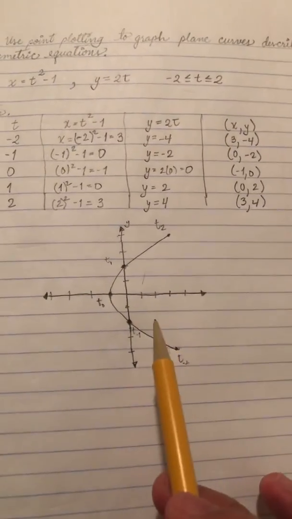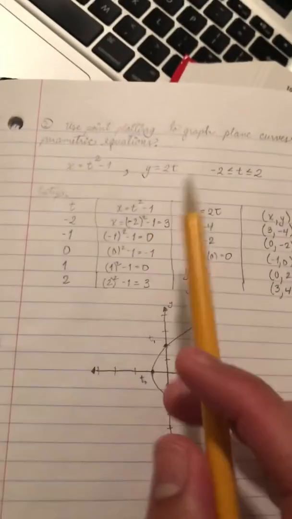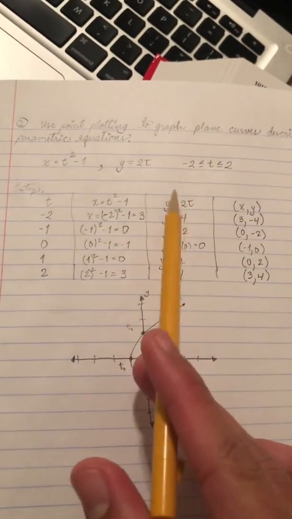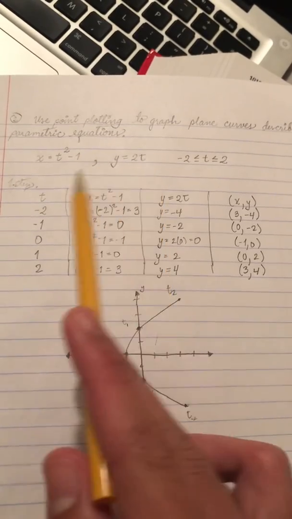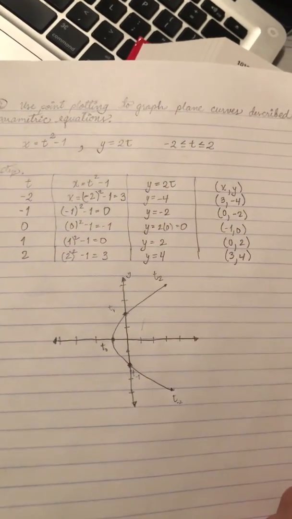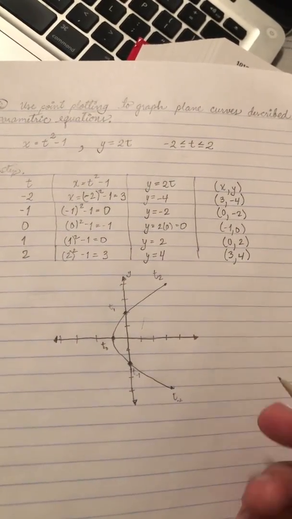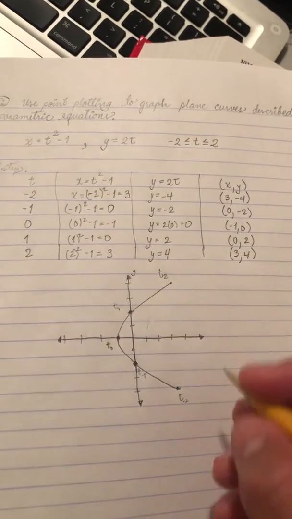So basically this is the graph of the curve described by these parametric equations. I hope you could understand, and I will give more examples later.